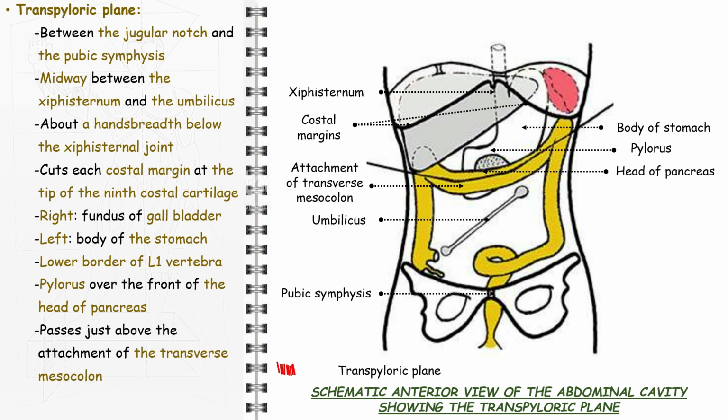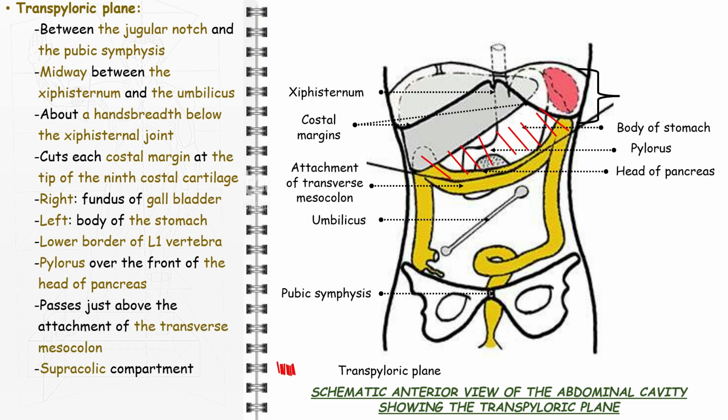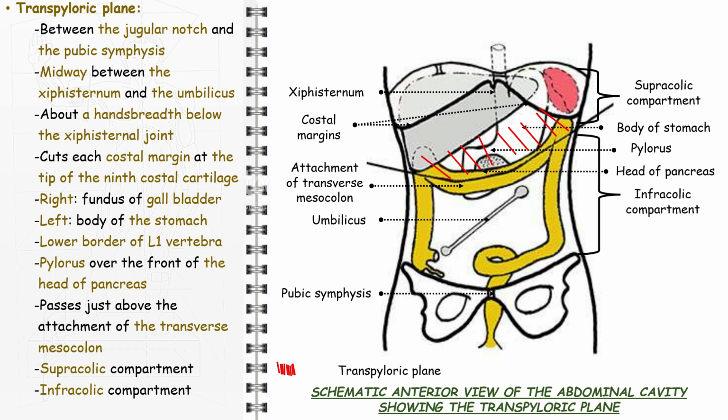The supracolic compartment containing liver, spleen and the fundus of stomach lies above the plane, the infracolic compartment containing small intestine and colon below it. The superior mesenteric artery leaves the aorta at this level, and the splenic vein runs transversely behind the pancreas in the plane. The hilum of each kidney lies at the plane, the right just below and the left just above it, level with the tips of the 9th costal cartilages.